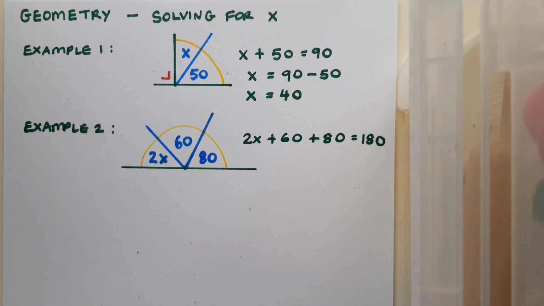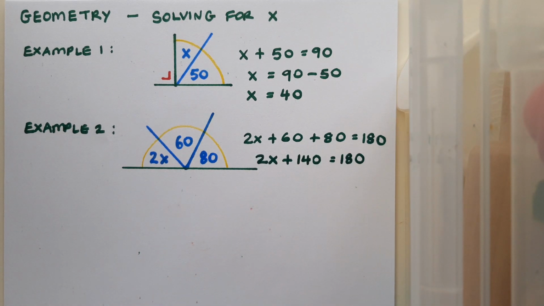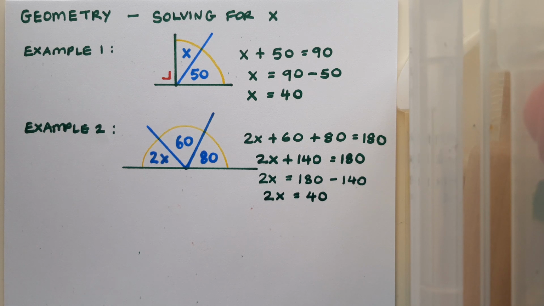Again, this is an equation because it has an equal sign. Of course, I can add 60 and 80, which brings me to 2x plus 140 equals 180. My goal at the end of this question is to find x, but I'm going to start by getting 2x by itself. So I'm going to bring the 140 across and subtract it. And so now I know that 2x equals 40. How could I get x by itself? Well, if two x's make 40, then I can find the value of x by dividing 40 by 2. So in this case, x is 20.